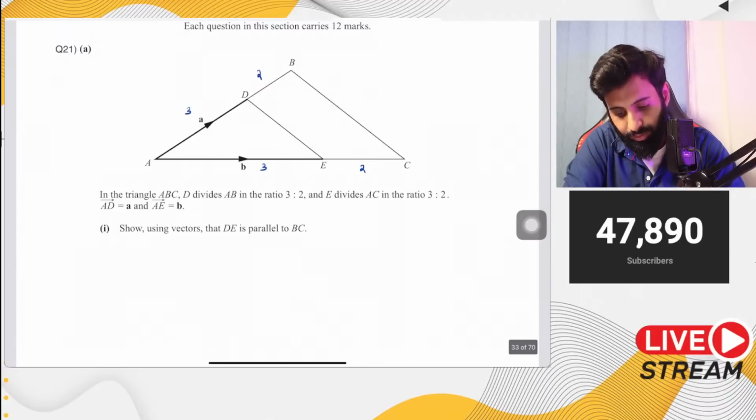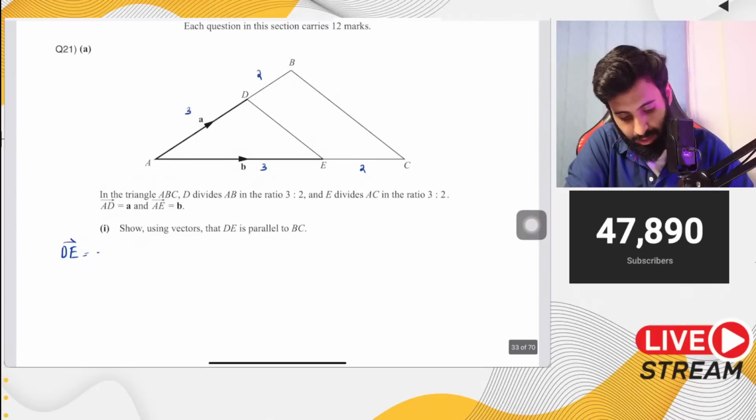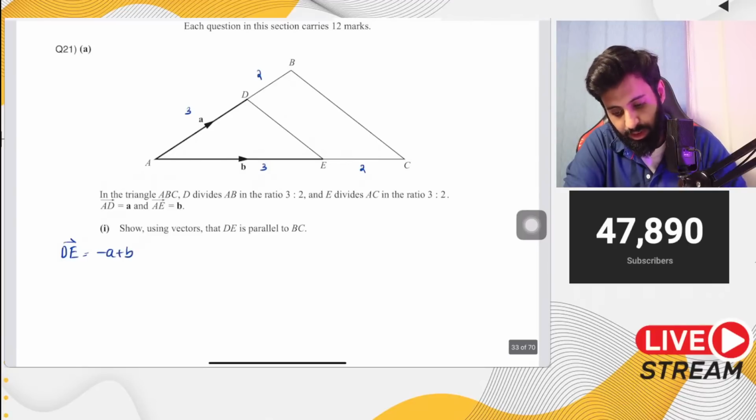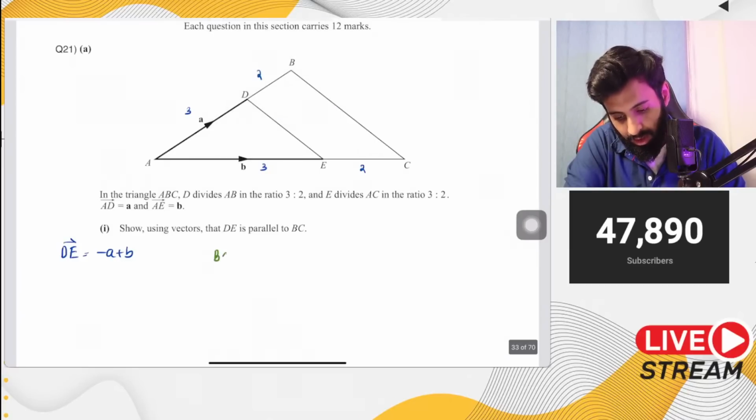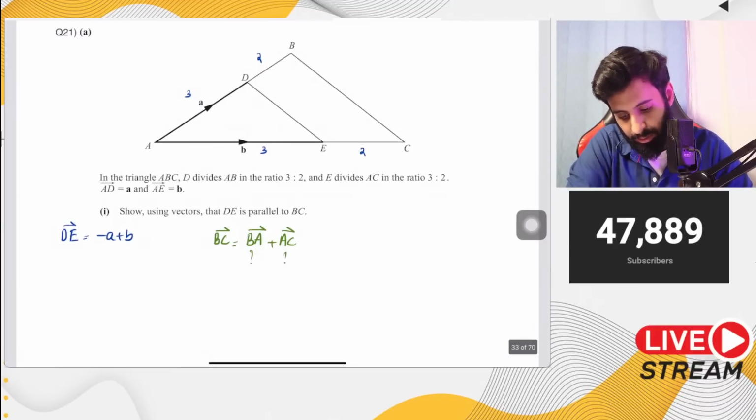Okay. So first of all, let's find out DE. DE is something that you can find in the blink of an eye. It's going to be minus a plus b. But you need to work hard for BC. BC ke liye, you need to do BA plus AC. Now the thing is, we don't know what BA is, we don't know what AC is.